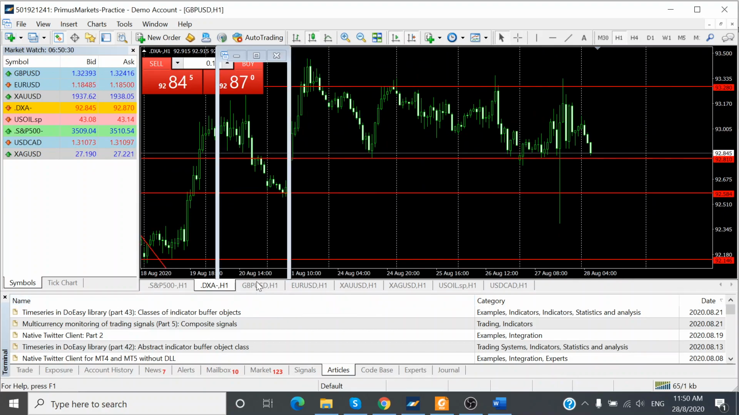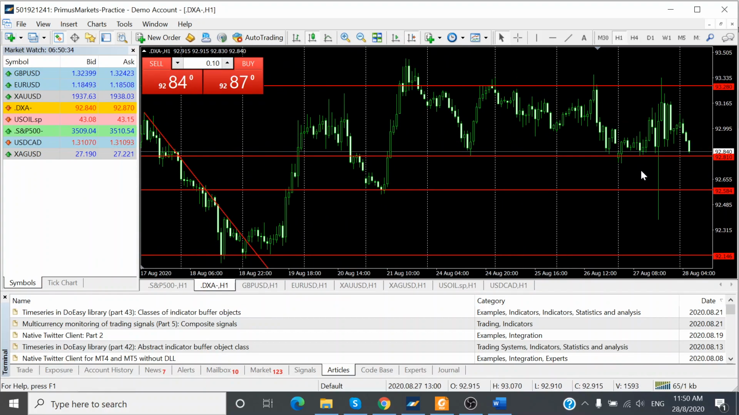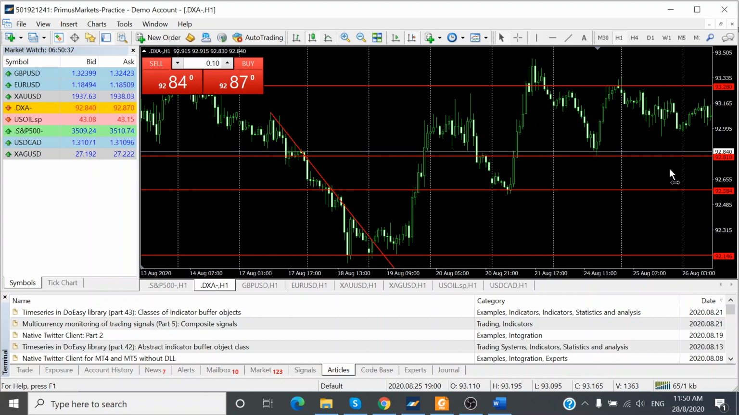Oh, sorry, that was the UK pound. Okay, so for the US dollar index, it was basically trading in the range as it has been since Tuesday and Wednesday.